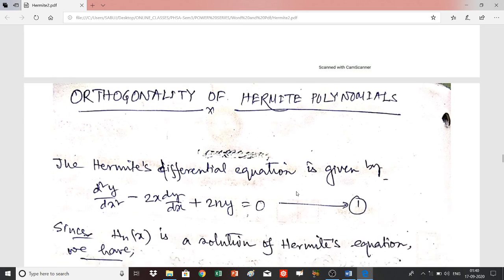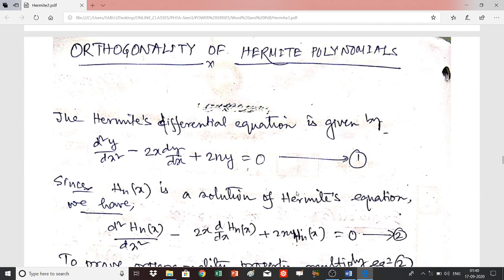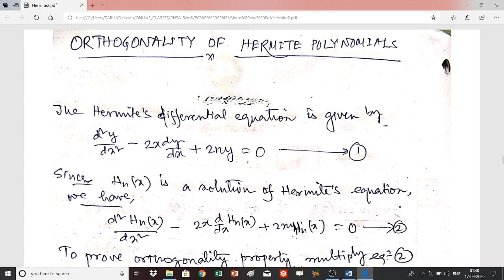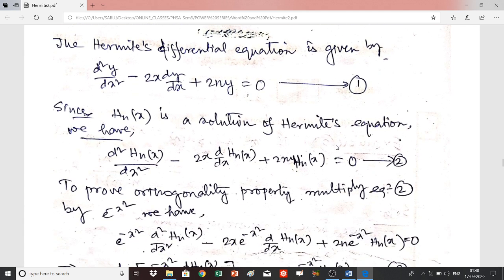Now come to the topic orthogonality of Hermite polynomials. In this case the condition of orthogonality of Hermite polynomials is to be discussed, and we start to do this. We start from the Hermite differential equation, that is d2y by dx square minus 2x dy by dx plus 2ny is equal to 0. It is written as equation 1, and since H_n(x), the Hermite polynomial, is a solution of the Hermite differential equation, you just substitute y as H_n(x).